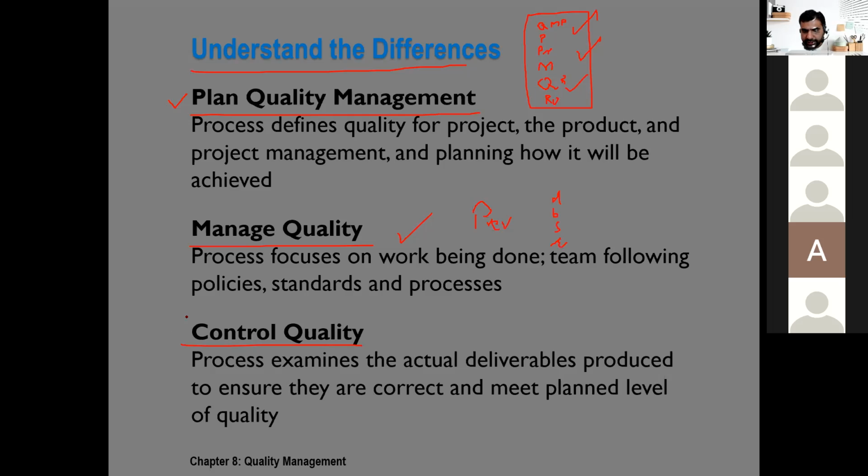The control quality, this is inspection once our deliverables are produced. This is not building. Control quality is not building, but inspection at the end. Always remember, control quality talks about the completed deliverables, not those deliverables which are in progress.